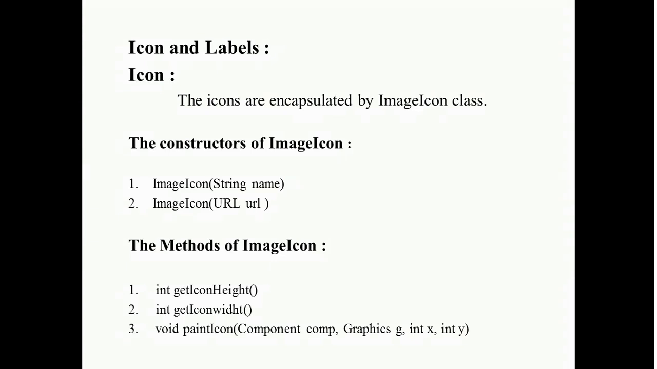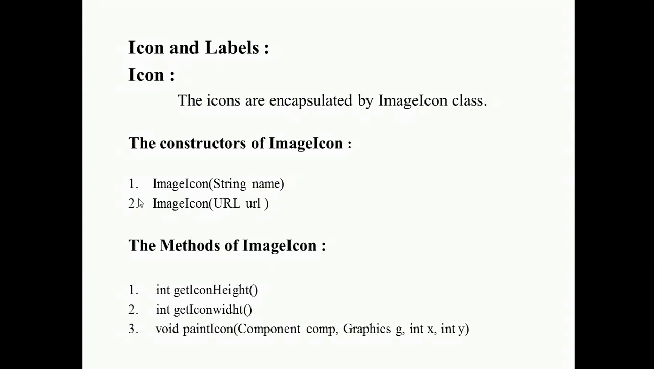Next see the constructors of ImageIcon. There are two constructors of ImageIcon. First is ImageIcon with parameter String name, and second constructor is ImageIcon with parameter URL. The first constructor obtains the image from the specified file name, that is String name, and the second constructor downloads the image from the specified URL.